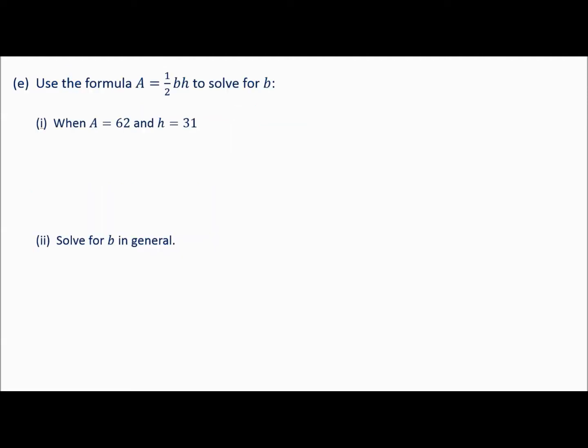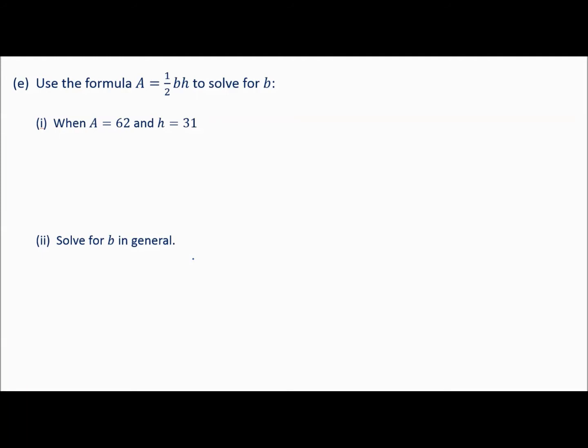Now for our next example, let's talk about a new formula. It says use the formula A equals 1/2 BH to solve for B. So for this next problem, we have a new formula to take a look at. We have A equals 1/2 BH, and it asks us to solve for B, but then we have two problems below. The first problem says to solve for B when A is 62 and H is 31. And the second problem says solve for B in general. Now if you have to do both of these, to me it would be easier to solve for B in general first. And then you could solve for B when A is 62 and H is 31.